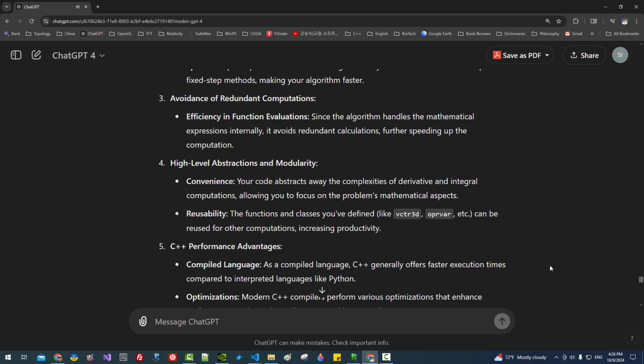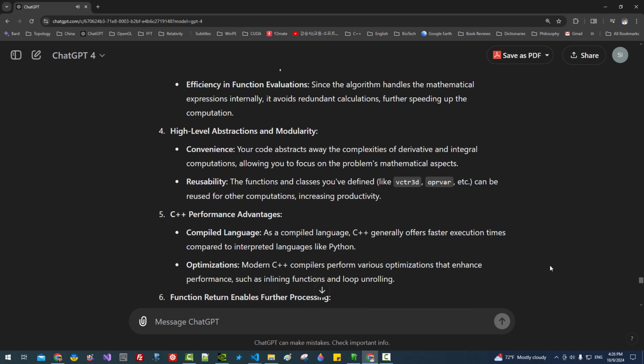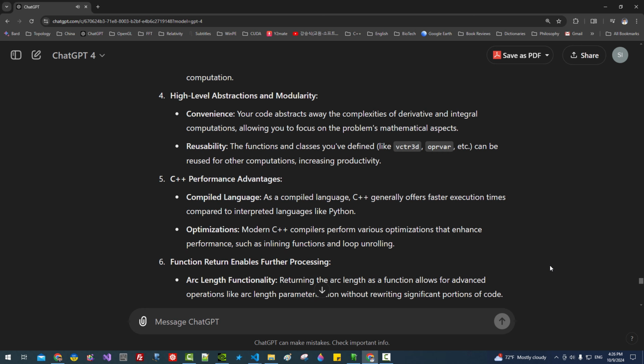3. Avoidance of redundant computations. Efficiency in function evaluations. Since the algorithm handles the mathematical expressions internally, it avoids redundant calculations, further speeding up the computation. 4. High-level abstractions and modularity. Convenience. Your code abstracts away the complexities of derivative and integral computations, allowing you to focus on the problem's mathematical aspects. Reusability. The functions and classes you've defined, like VCTR3D, OperVar, etc., can be reused for other computations, increasing productivity.